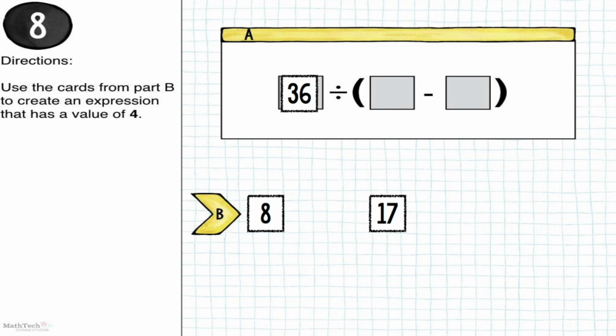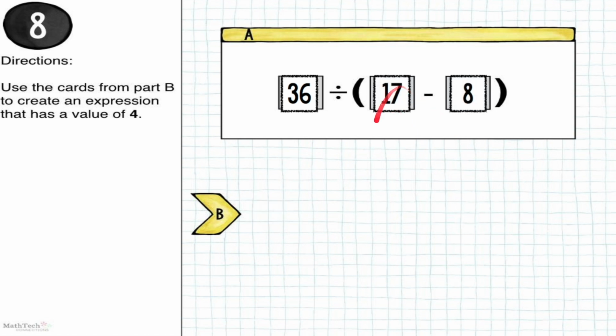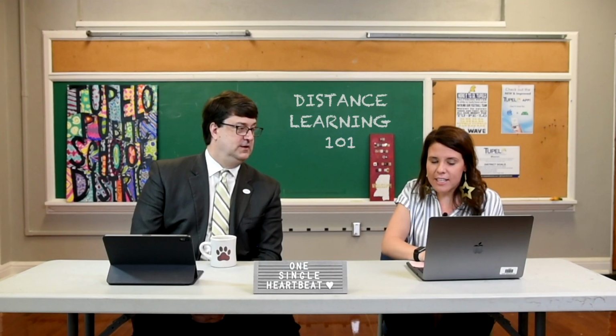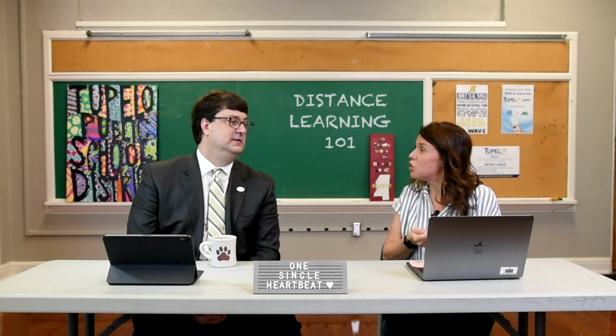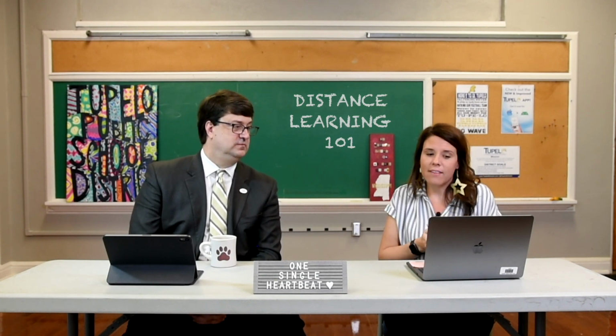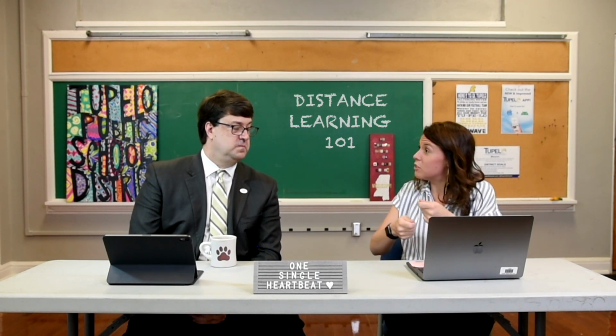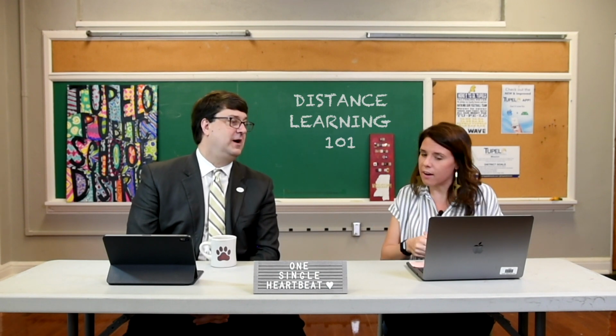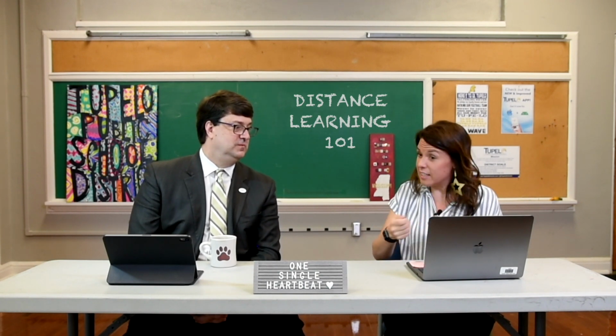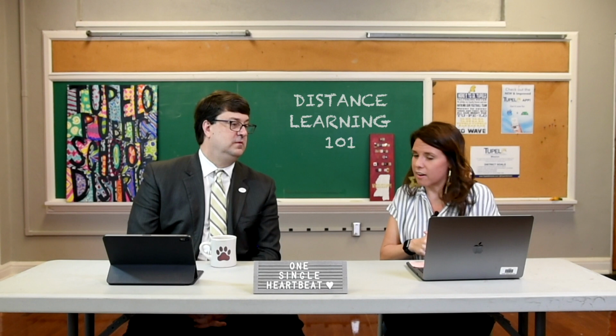So 36 divided by what would give us 4, because we have to do parentheses first. Where I'm going to plug in 17 minus 8, and there I would get 9. So 36 divided by 9 would give me a value of 4. And a lot of kids, it's just really trial and error with this. You just plug in and play with it. And I like when we're at school, we use a deck of cards to plug in there, because we're going to get different values, whatever we plug in.